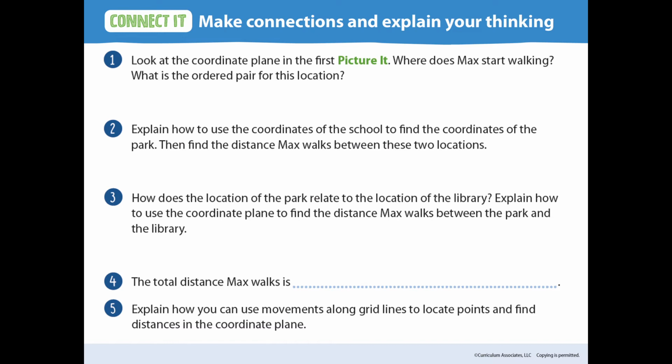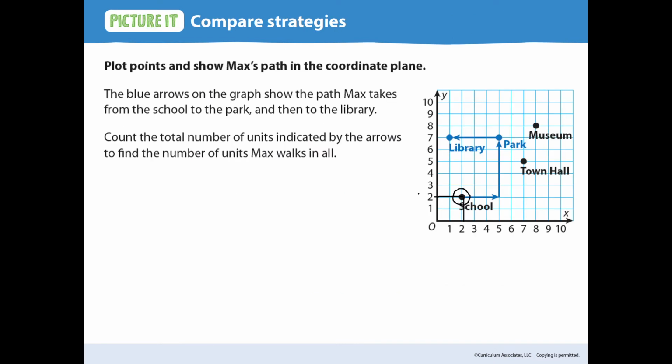Number 2, explain how to use the coordinates of the school to find the coordinates of the park. Then find the distance Max walks between those two locations. So starting at the location of the school, Max walks 3 units to the right of 2, 2. So he's already at 2, and then he walks 3 more units to the right. So 2 plus 3 more is 5.